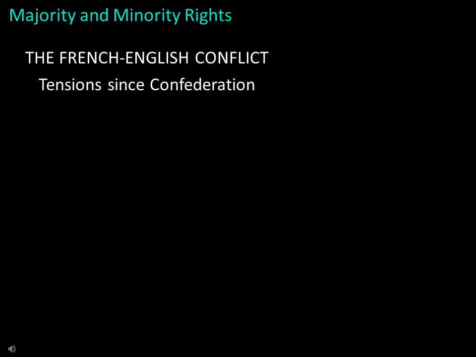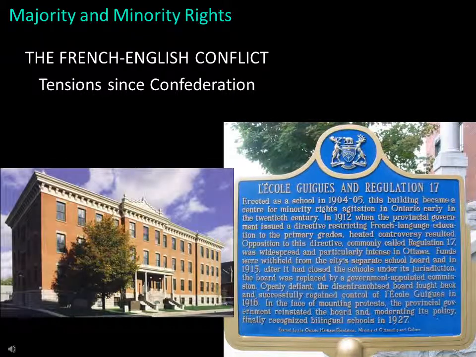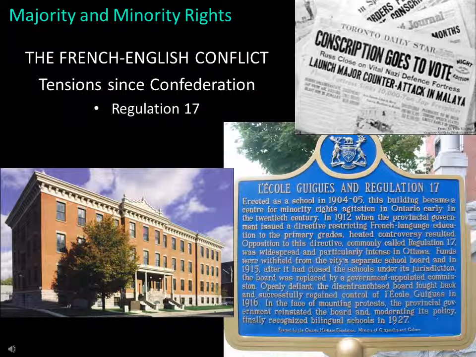Tensions since Confederation. There have been numerous periods of tension between the French and English cultures since Confederation, related to language rights or differing political visions. Examples include the prohibition of French language schools in Ontario by Regulation 17, issued in 1912, and the conscription crises that occurred during the First and Second World Wars. Many Quebecers resisted being drafted into service due to the lack of French-speaking or even French-accommodating units.